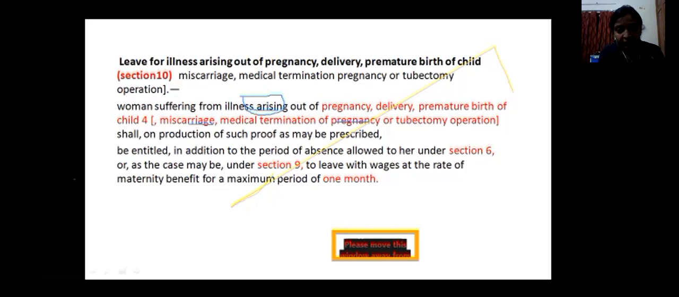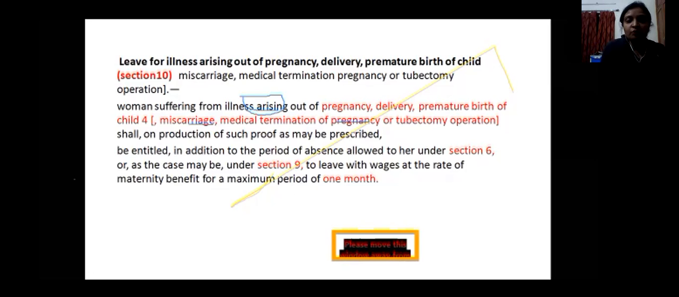Women suffering from illness arising out of pregnancy, delivery, premature birth of child, miscarriage, medical termination of pregnancy or tubectomy operation, on production of such proof. In all these cases, if the woman gives proof, what will happen? She will be getting a leave of 1 month. Leave with wage at the rate of maternity benefit for a maximum period of 1 month. How much will she get? 1 month.